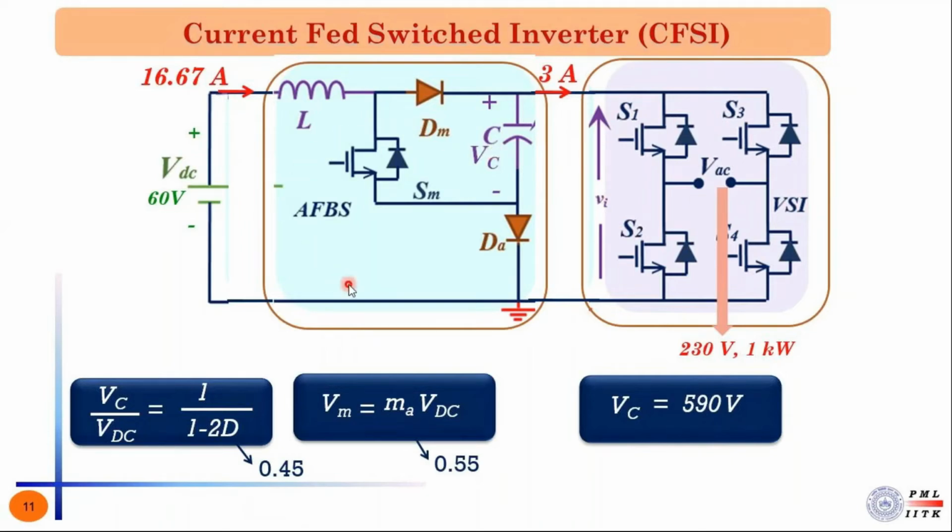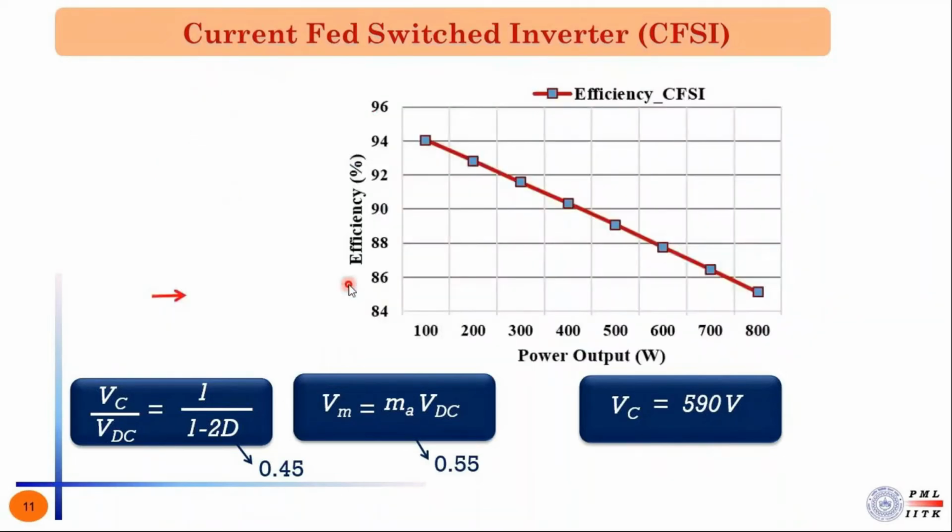Now, this is the efficiency curve of a CFSI. As we can see, as the power rating goes up, the efficiency of the converter reduces drastically due to increased conduction loss. So, how do we deal with this problem? If somehow we can deal with this problem, then this CFSI can be used as an effective interface between the solar panels and the household load or rooftop applications.